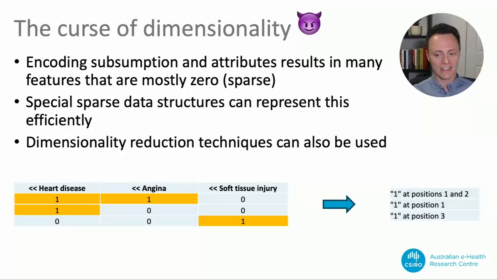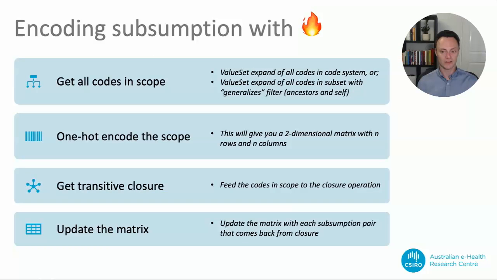Dimensionality reduction techniques also exist for converting sparse features into smaller, dense vectors. Principal component analysis is an example of an algorithm that can be used for this purpose. Here are some steps you can follow to build your own subsumption features using a FHIR terminology server, such as OntoServer. First, you need to define a scope. This requires thinking about the broadest set of codes that can possibly exist within your data or be required to be represented for inference in the future.